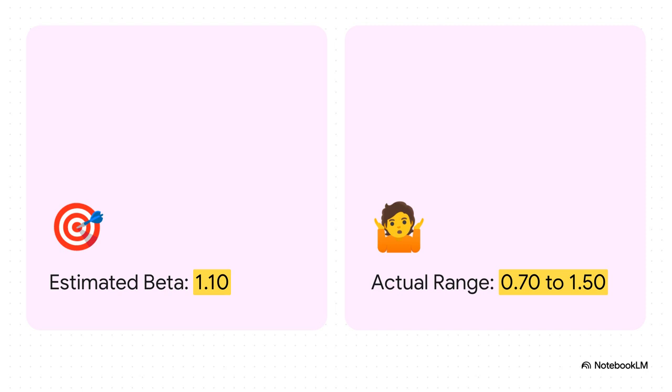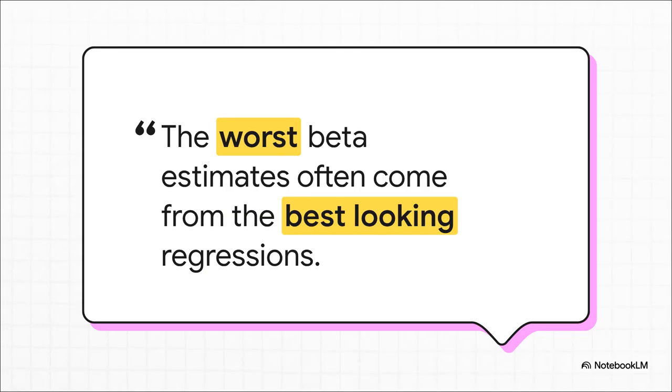I mean, come on. That's not an estimate. That's a massive gaping hole of uncertainty. Is the company safer than the market or 50% riskier? The regression basically says, I don't know, somewhere in there. It's almost useless. And you might think, okay, I'll just find a regression that looks really good statistically, one with a high R-squared.